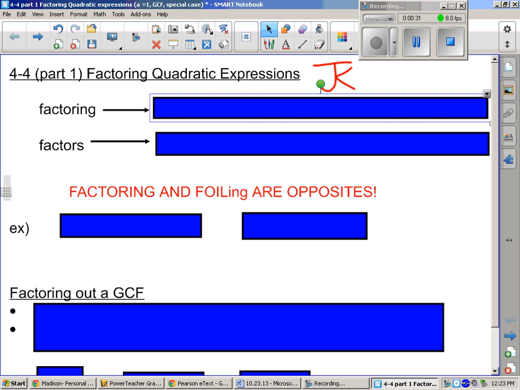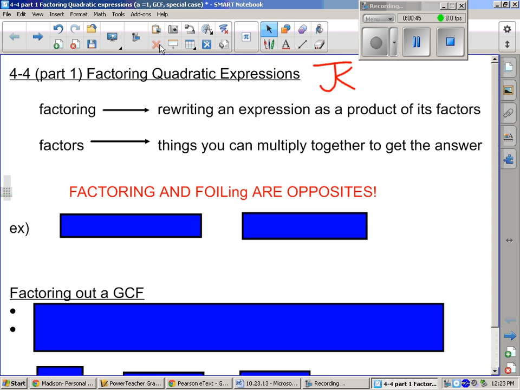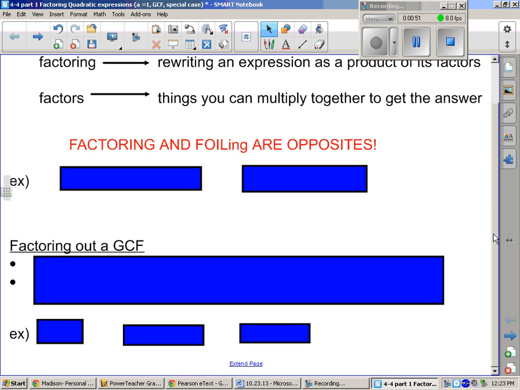All right, today is 4-4, factoring quadratic expressions. Our definition of factoring is rewriting an expression as a product, which is when you multiply, of its factors. Well, what are factors? Those are things you can multiply together to get an answer, like 2 times 5 are the factors of 10. So that's all we're doing today, factoring numbers?